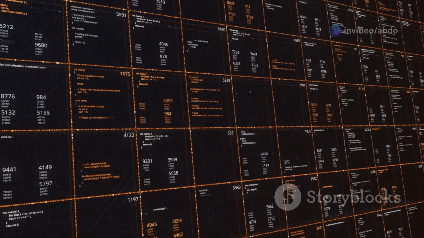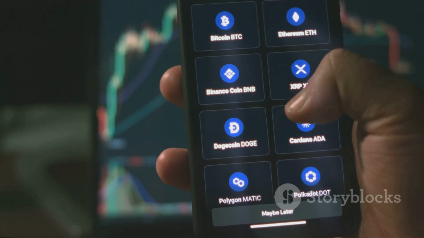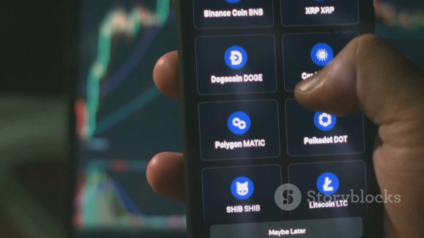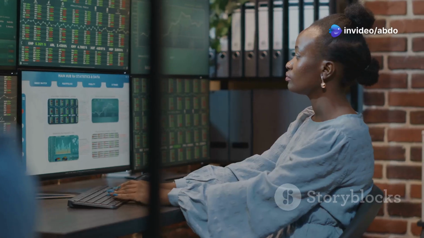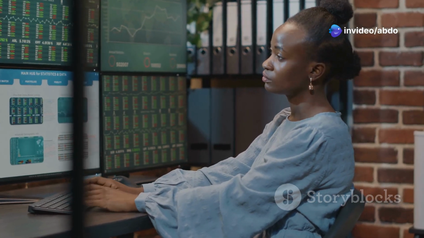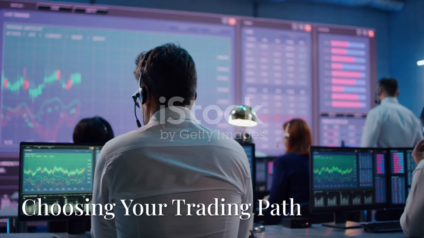This table highlights the contrasting characteristics of spot and futures trading. Spot trading offers simplicity and lower risk, making it suitable for beginners and long-term holders. Futures trading, however, provides the potential for higher returns through leverage but comes with increased risk.